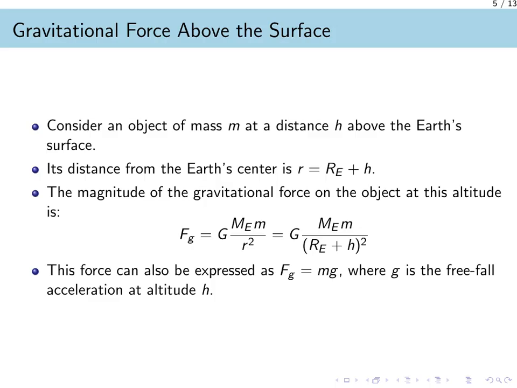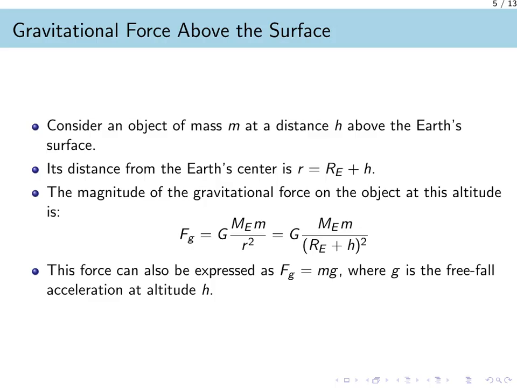h. This means the magnitude of the gravitational force, F sub g, is given by G times the mass of the Earth, M sub E, times the object's mass, m, all divided by the quantity R sub E plus h squared. We can also express this force as the object's weight at that specific altitude, which is F sub g equals m times g. Here, g represents the value of free fall acceleration at that height h, which will be less than the value at the surface.